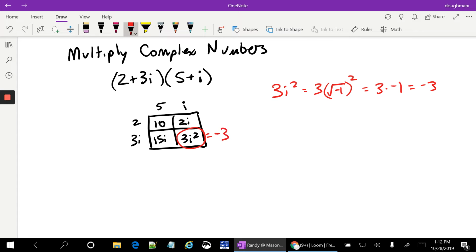So that's always going to happen in this kind of situation if I'm multiplying two numbers that each have an imaginary part. So now I combine the real parts. I got 10 and a -3. That is 7. And then a 15i plus a 2i is 17i.